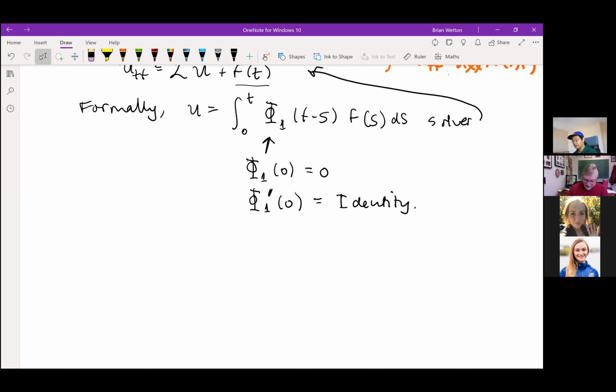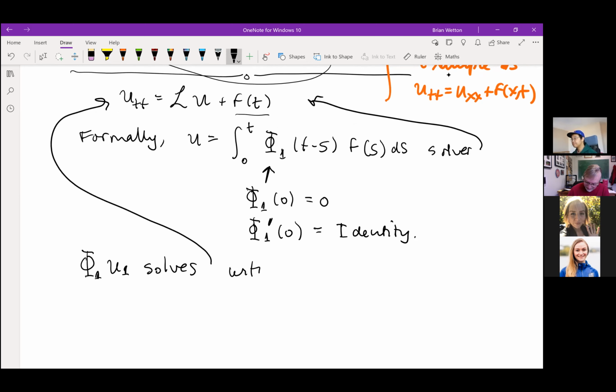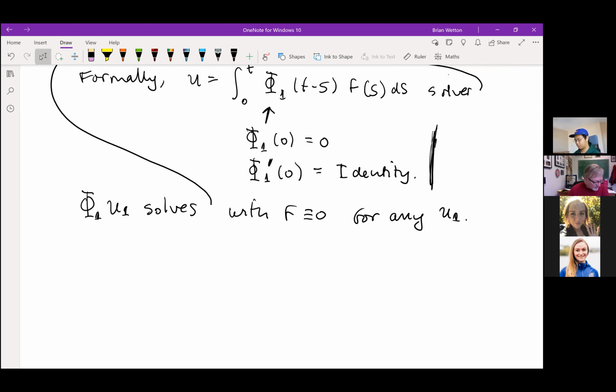So what's the other thing I know is that phi1 times u1 solves this problem with f identically equal to 0, and that it has to do that for any u1. Any initial conditions you give, this is supposed to solve that problem. And I'm getting the right initial conditions with these conditions.